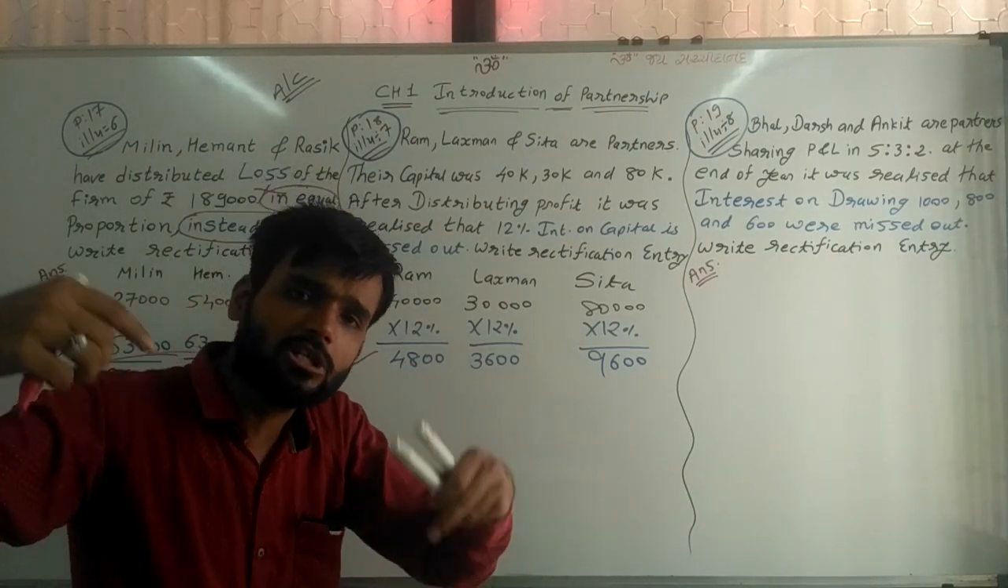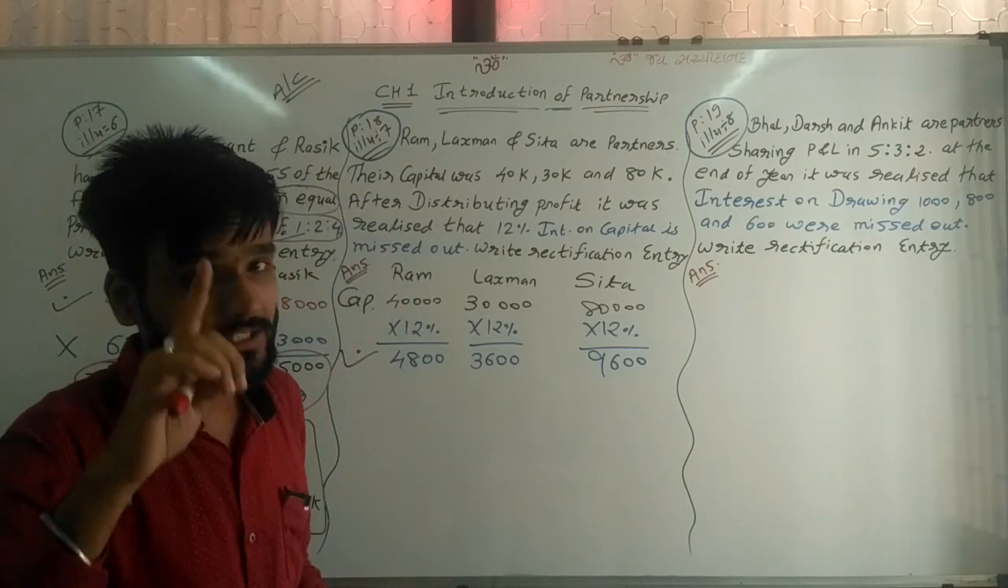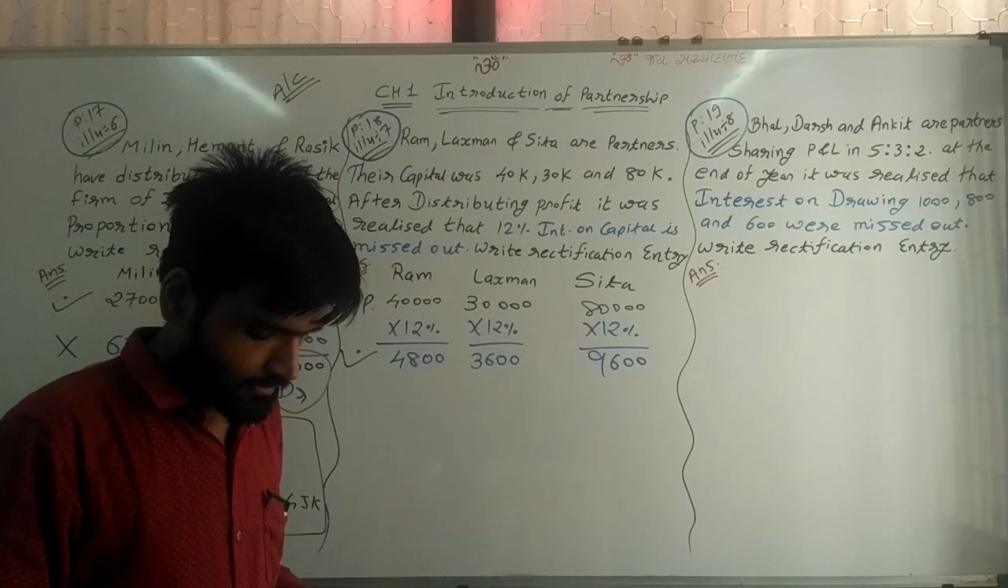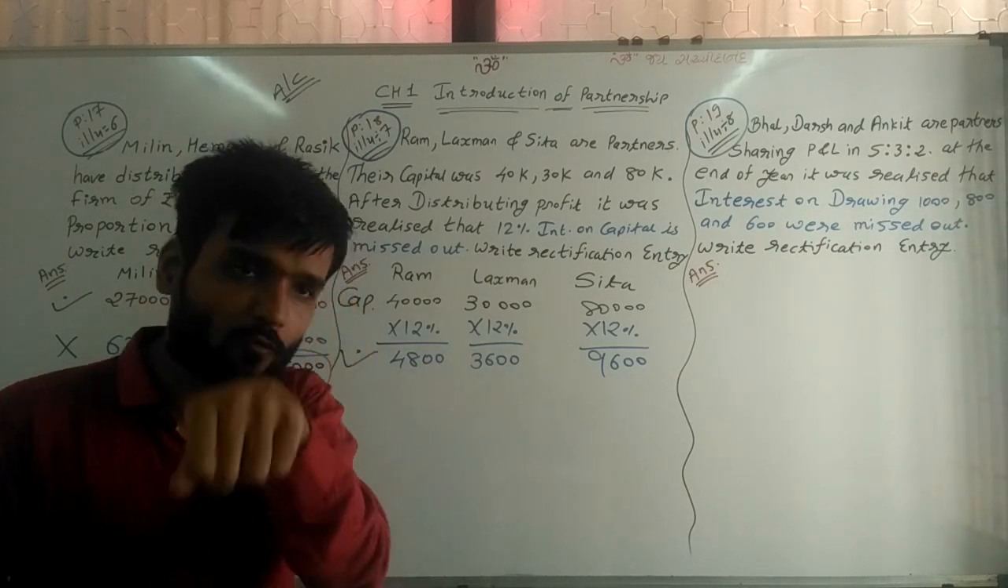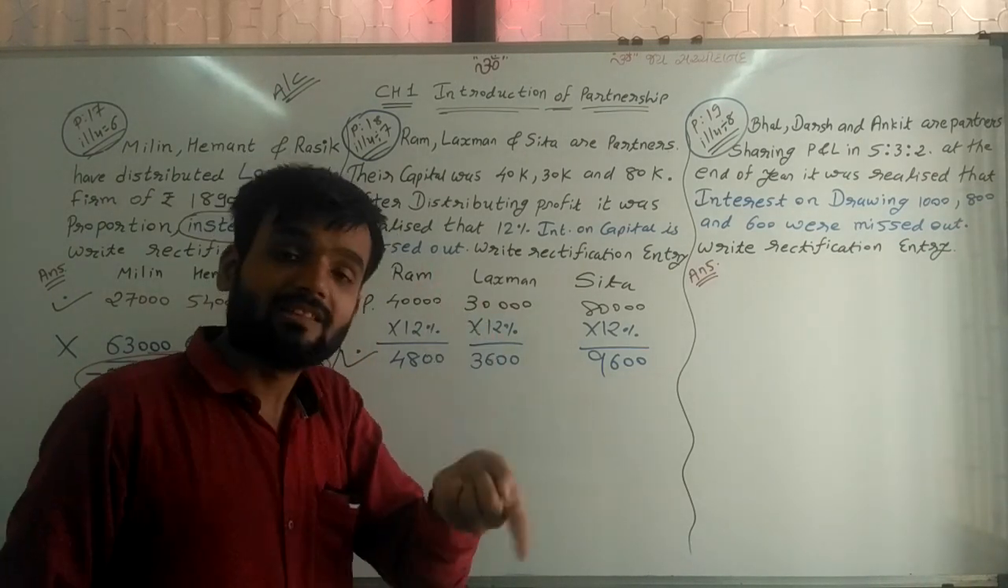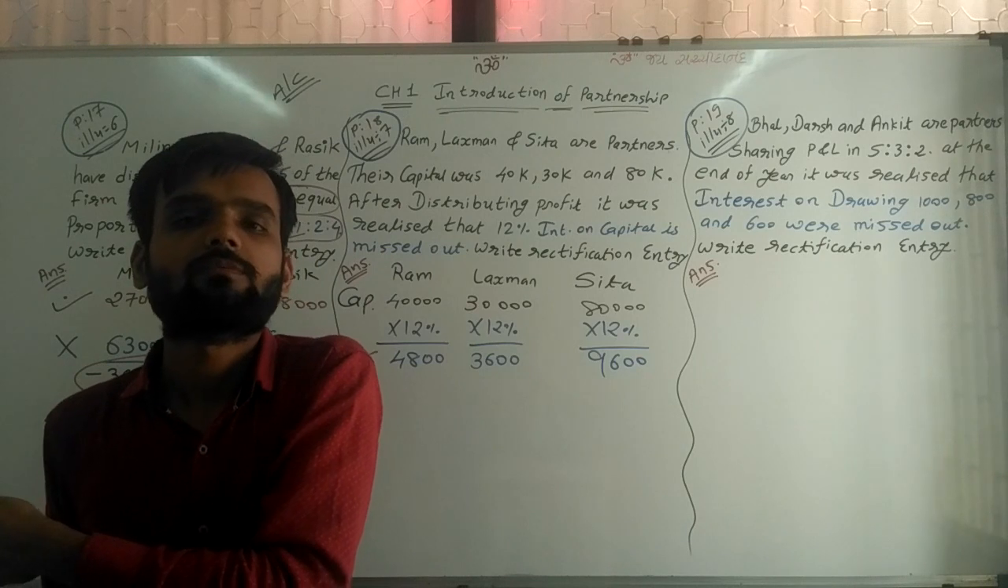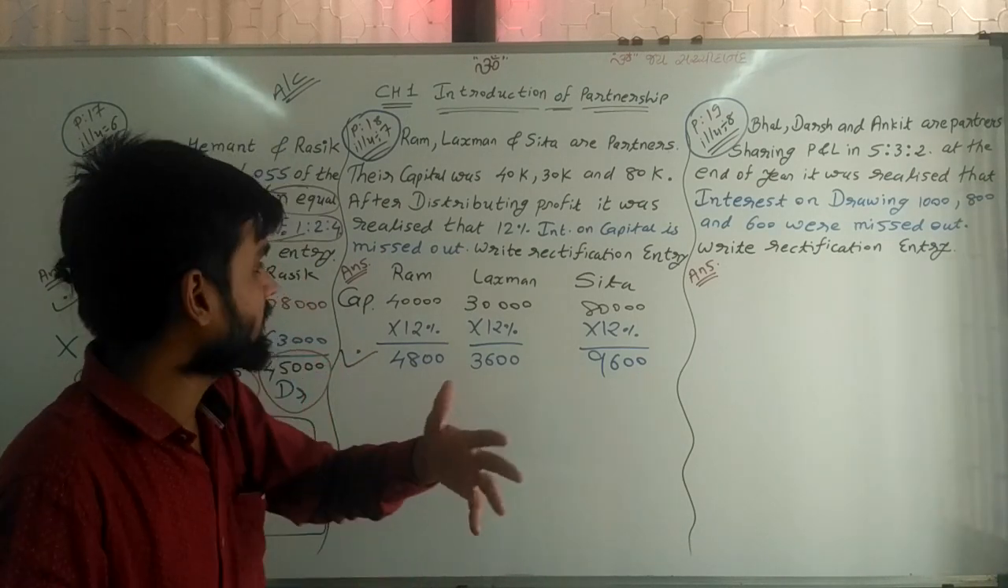So this is the correct value of interest on capital, which I did not take at the time of distribution of profit, and we have distributed the profit. It is my mistake. First of all, we need to give capital interest, and only after that can we distribute the profit. So now the rectification entry.